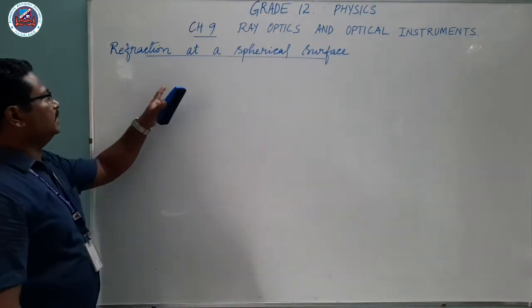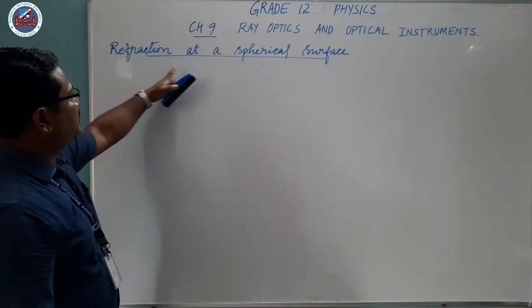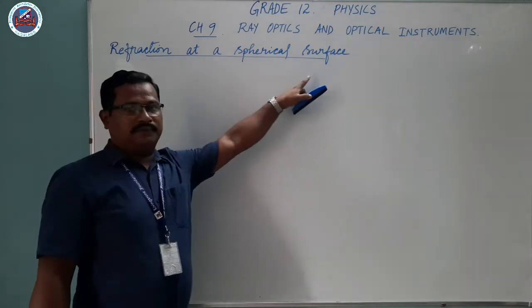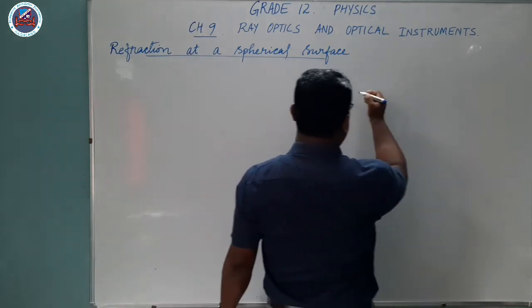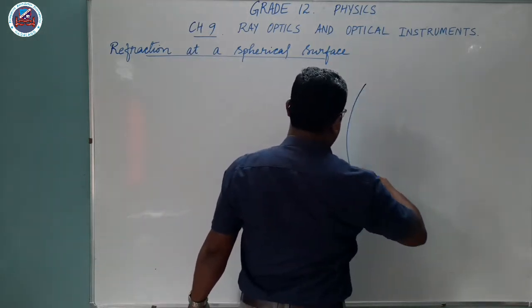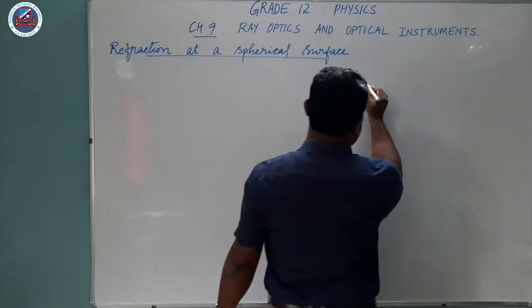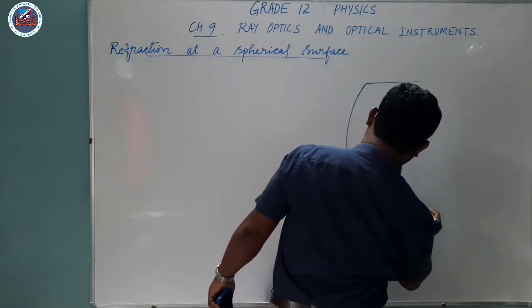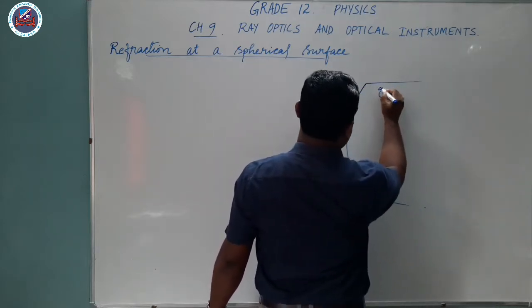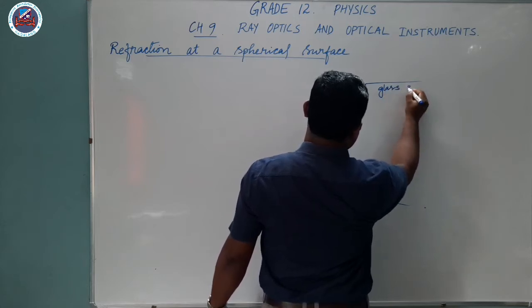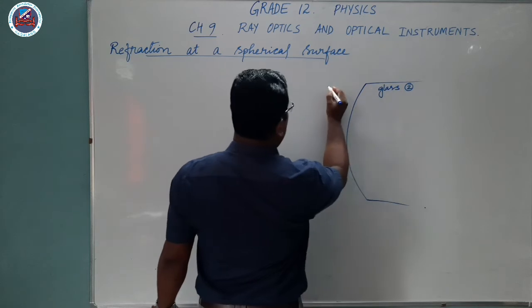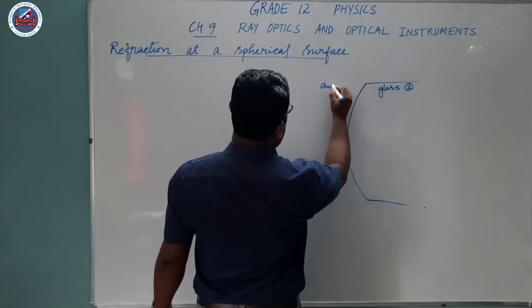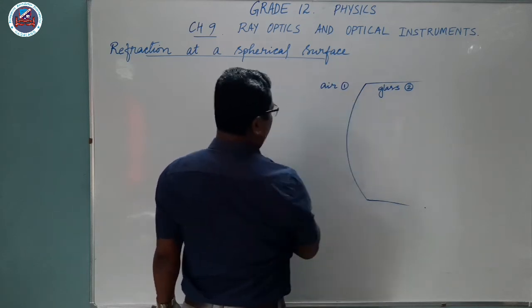Today we are going to discuss from chapter 9, refraction at a spherical surface. Let us see a convex spherical surface. This is a convex spherical surface. This medium is glass. Like before, we'll take it as denser medium 2, and this side you have air. Let us take it as medium 1.